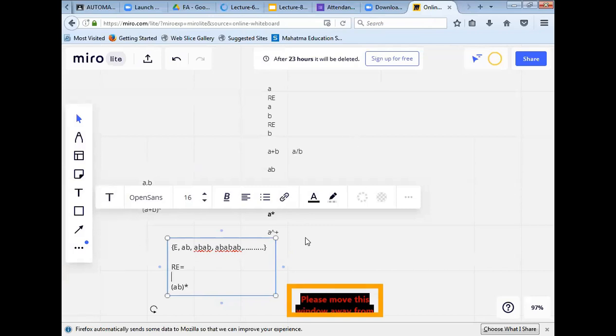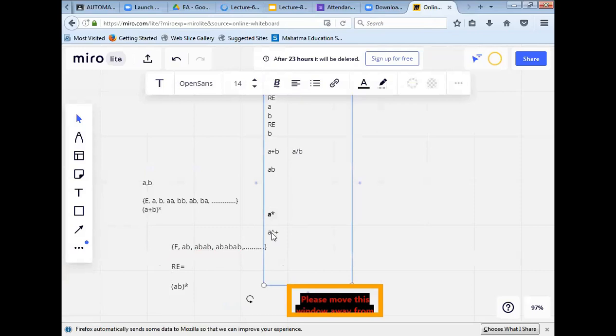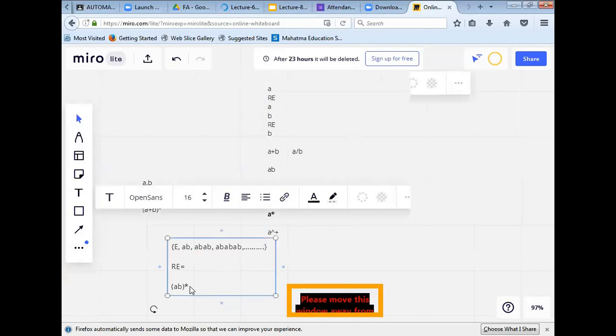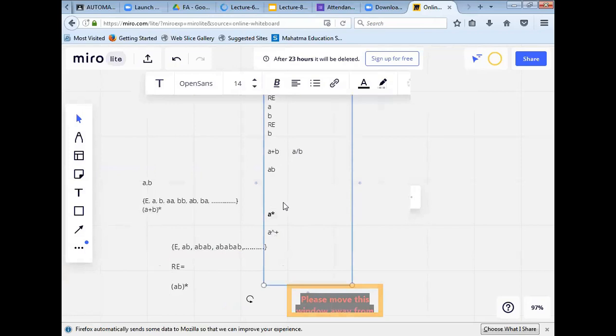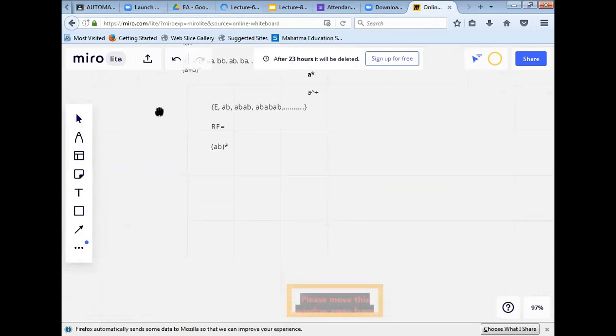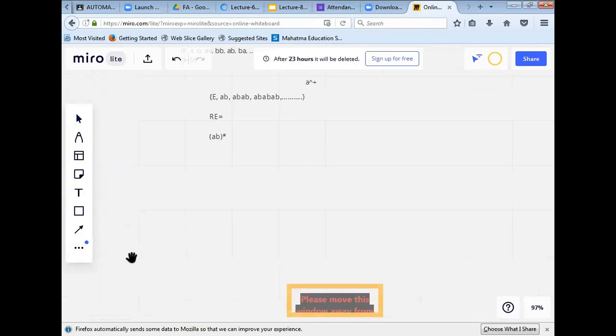one or more A, right? It's here. One or more A. Now they say one or more A or B. We know how to write A or B. We know how to write one or more A. So what will be our answer for one or more?